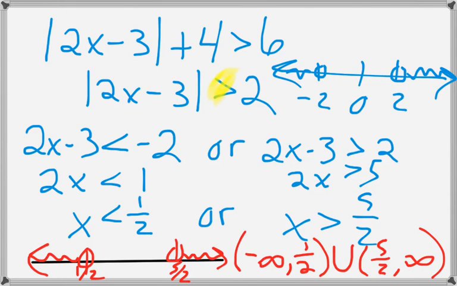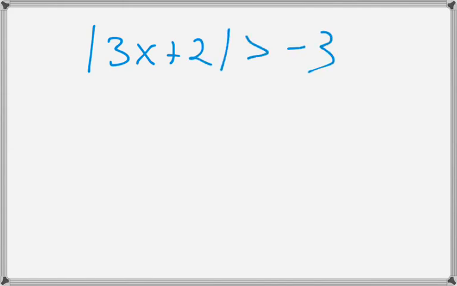Now again, this procedure only works if we have a positive number on the other side. For example, if we had absolute value of 3x plus 2 is greater than negative 3, we don't want to just keep proceeding with what we just did, because it's not the same scenario. It's not a positive number on the right side, it's a negative number. So if you have an absolute value on one side and a negative number on the other side, you need to stop and think. Here, we're saying that the absolute value of something is greater than negative 3.